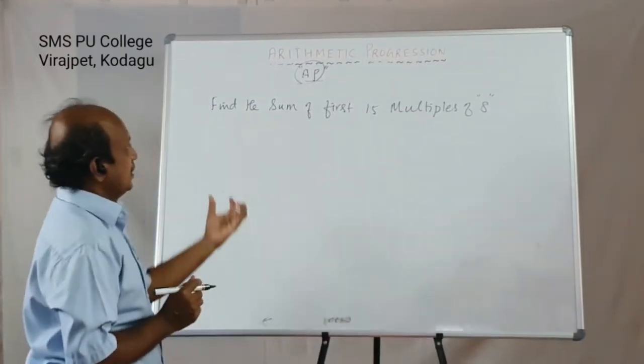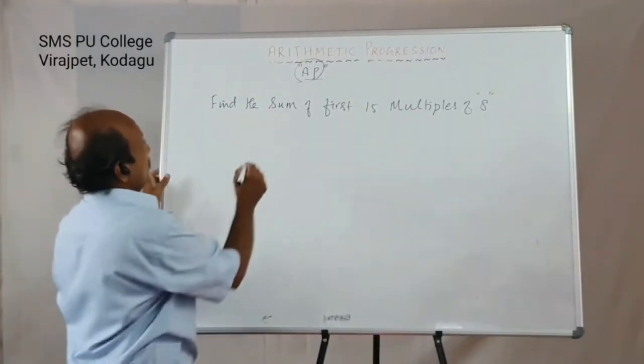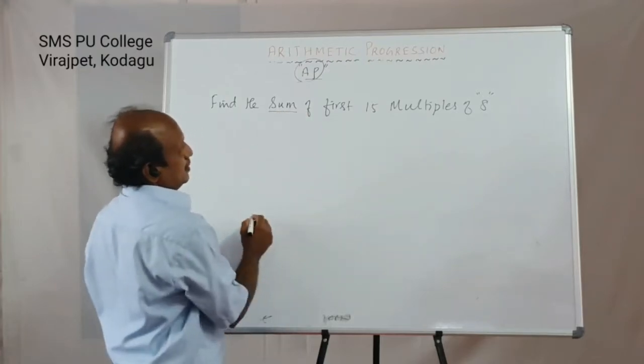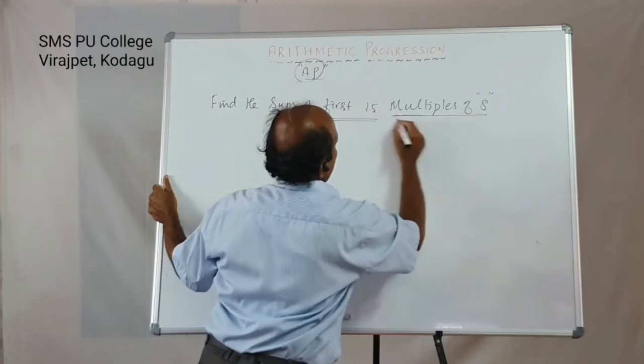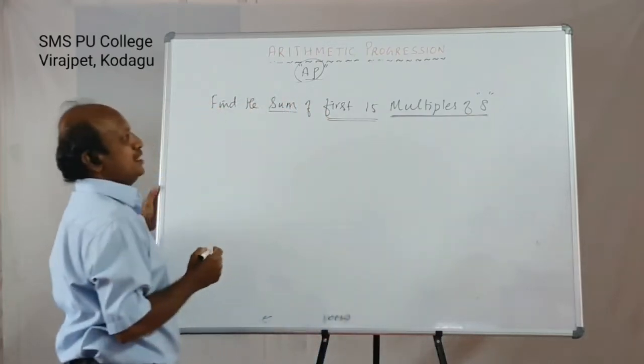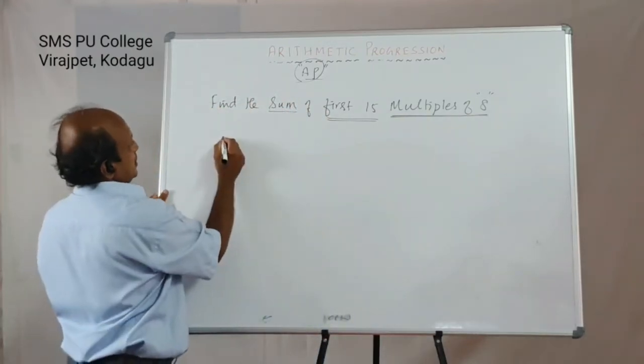So many pieces of information are hidden here. You have to find the sum. Sum of what? First 15 of what? Multiples of 8, that is nothing but the 8 times table. You have to go ahead. The first one is 8.